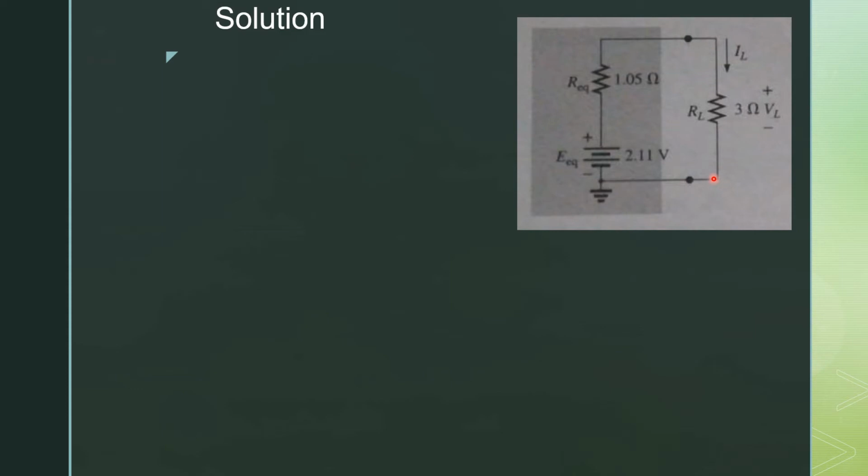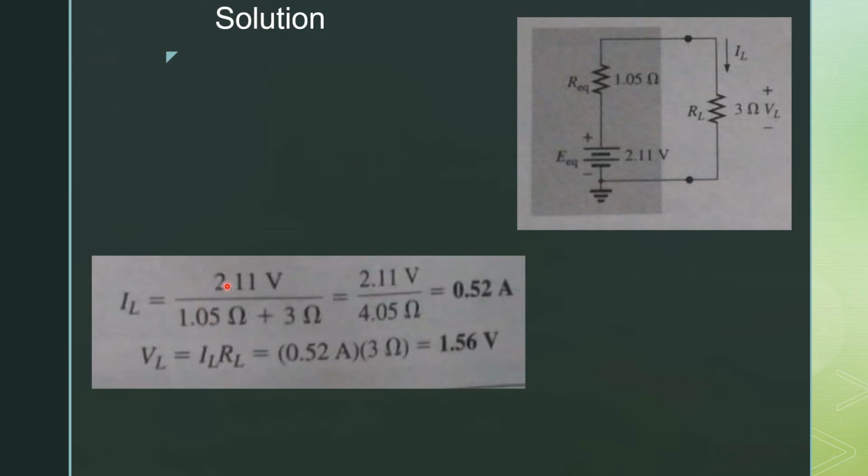When we are going to find the value of IL, IL is basically equal to V by RT. RT is the total resistance of the circuit, which consists of R equivalent and RL. IL is equal to the total voltage, which is 2.11, divided by the total resistance. Total resistance consists of R equivalent and RL. So when we substitute the values, we will get the value of IL, which is equal to 0.52 amperes.